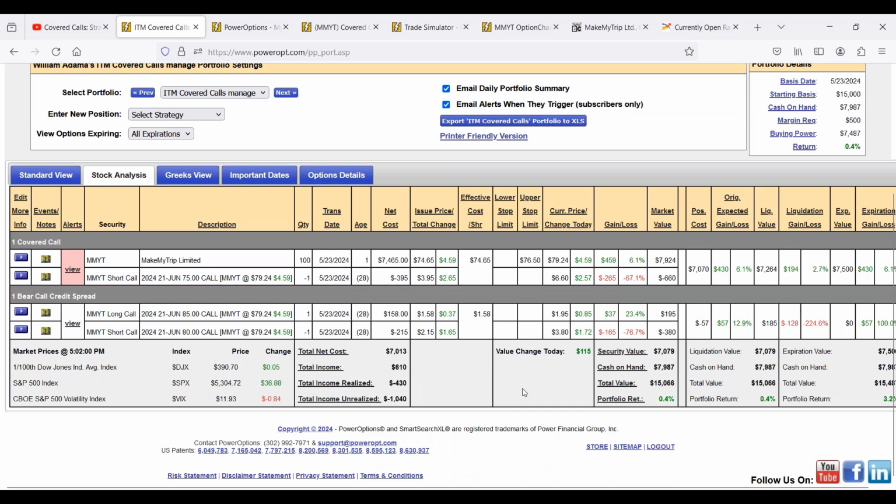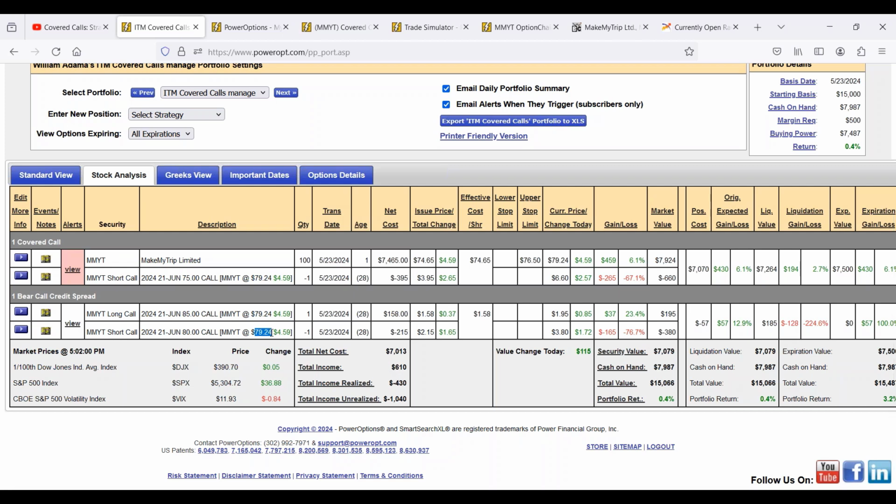Perfect. Okay. We took in a net credit of 57 cents. And that means that our max loss on this position would have been about 443. So we're at a liquidation loss of 128. I'm not at the halfway point yet, but I am within 1% of my short call strike price.